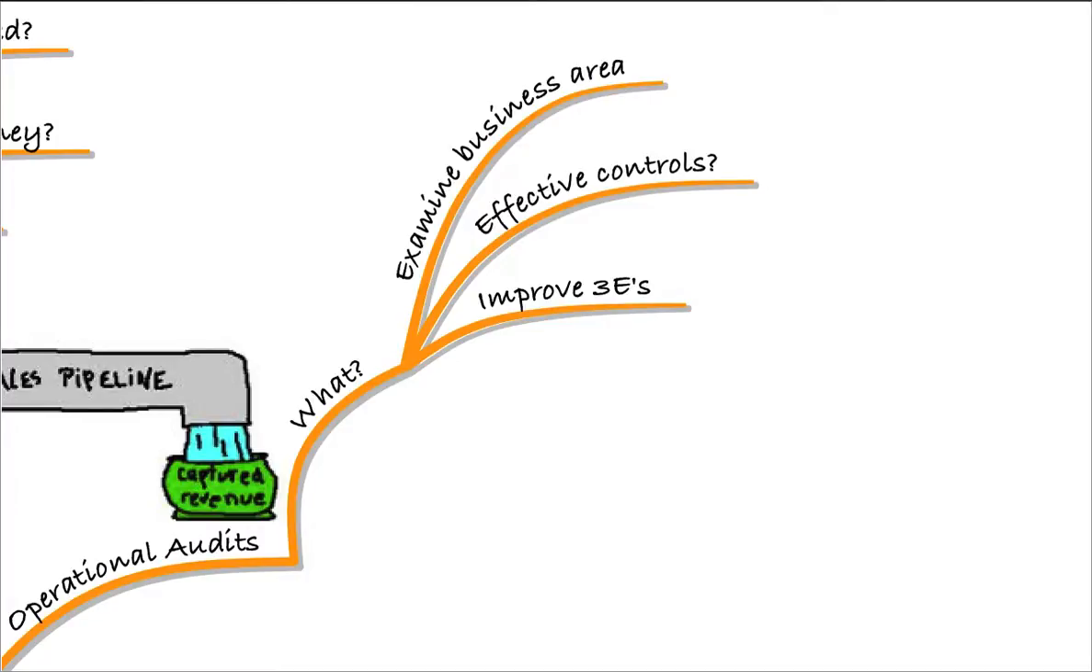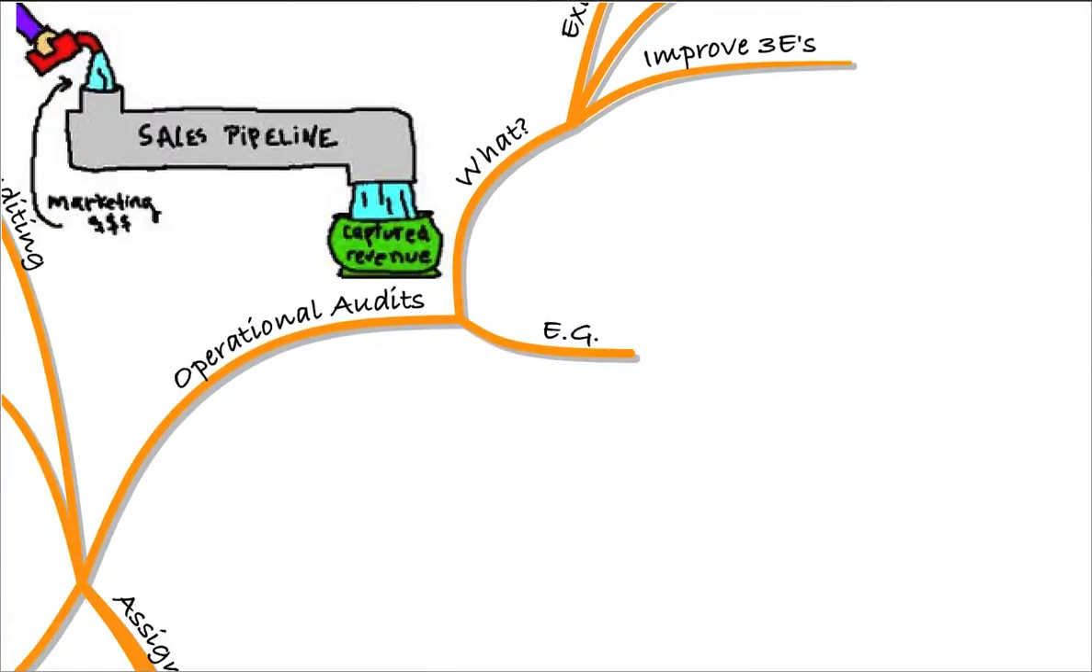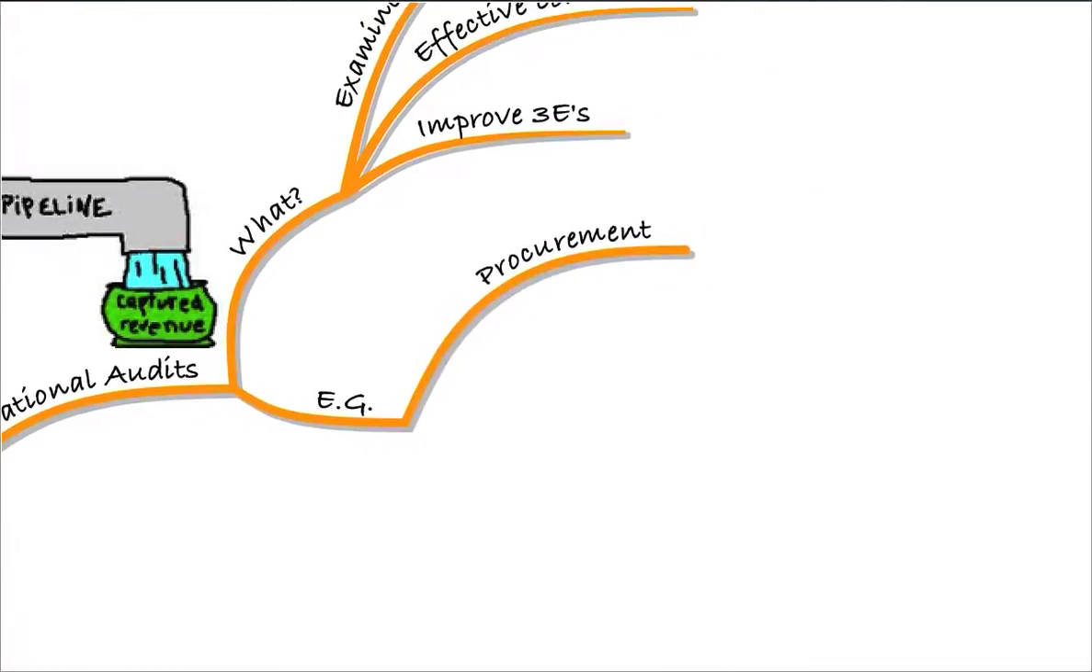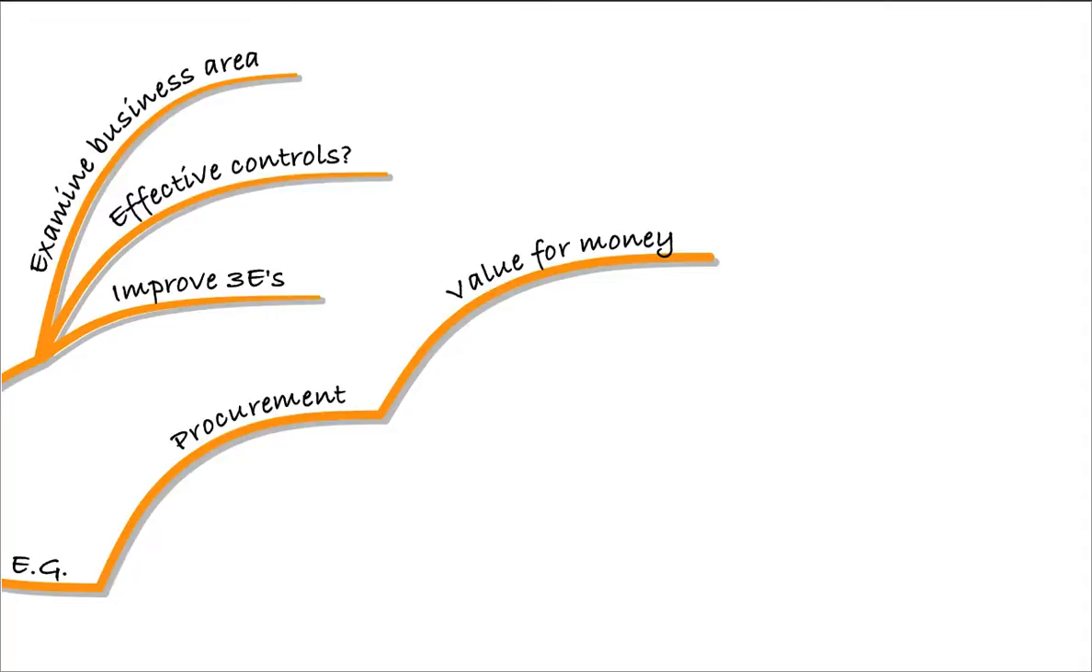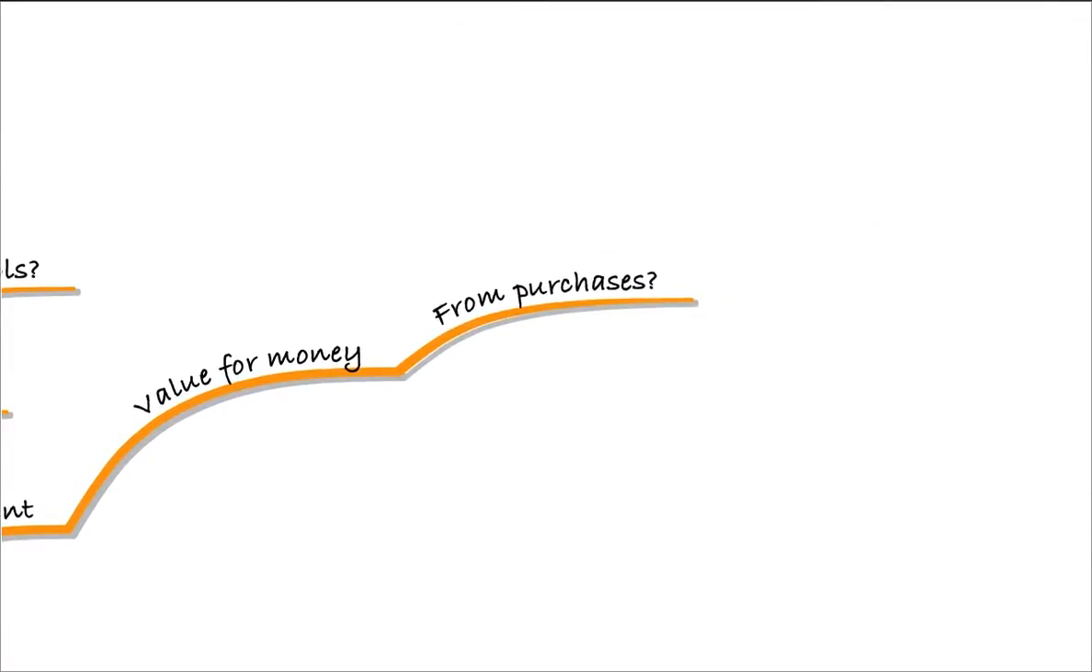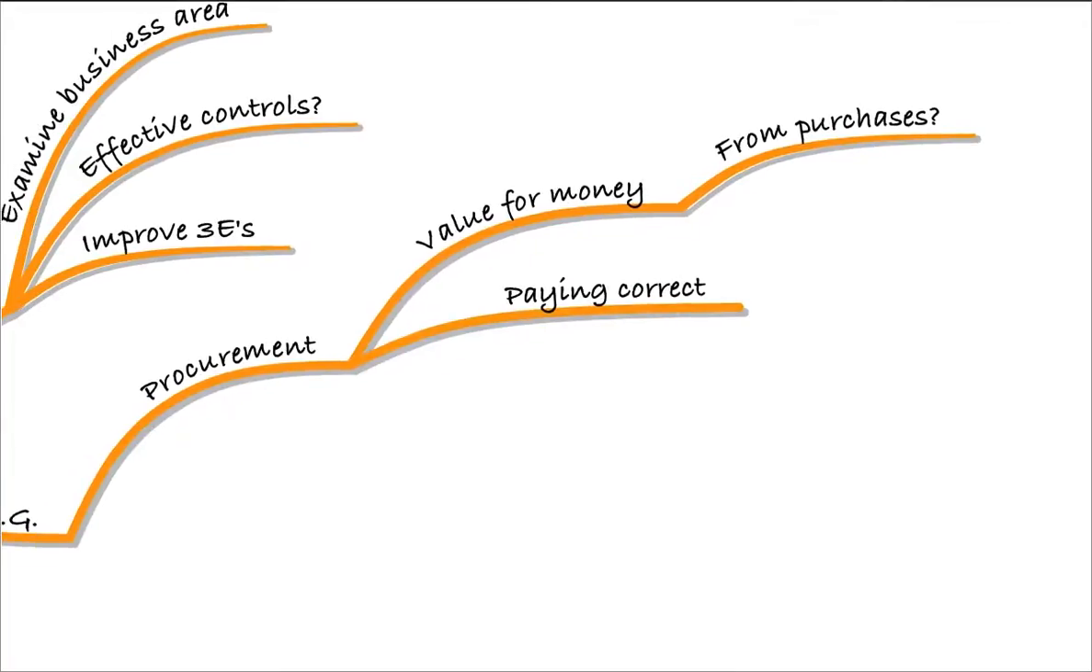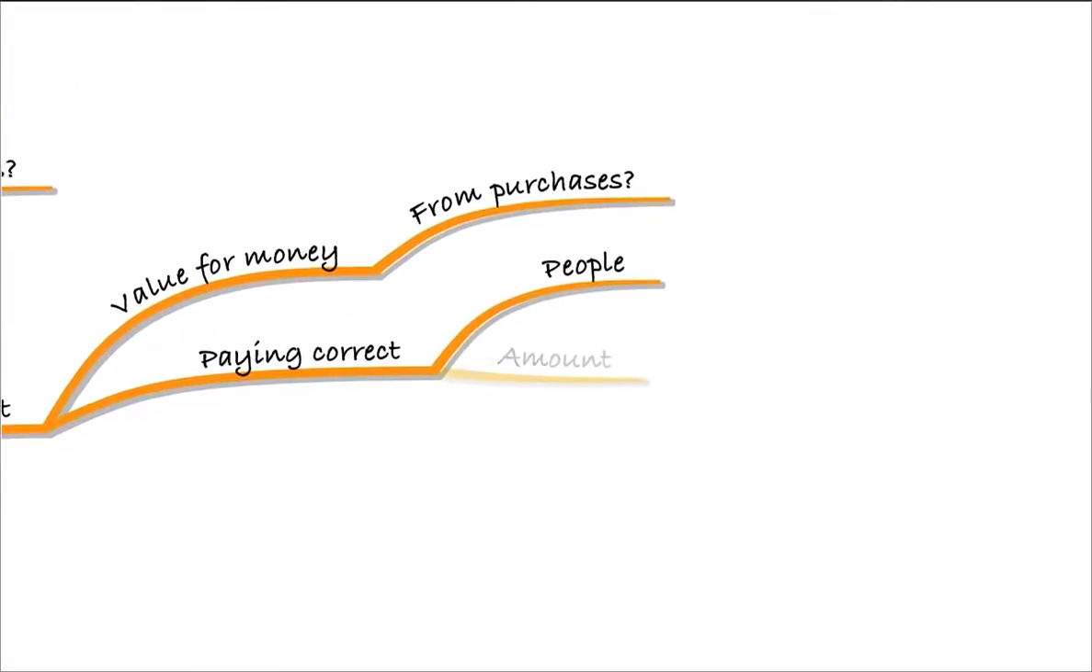So let's look at a few of these operational areas that internal audit would be interested in to think about what they'll be looking for. So for example, they may look at the procurement systems throughout the organisation. They may ask, are we getting value for money from our purchases? So procurement's all about purchasing different things. Are we getting value for money from those purchases? Are we paying the correct people? And are we paying the correct amount?